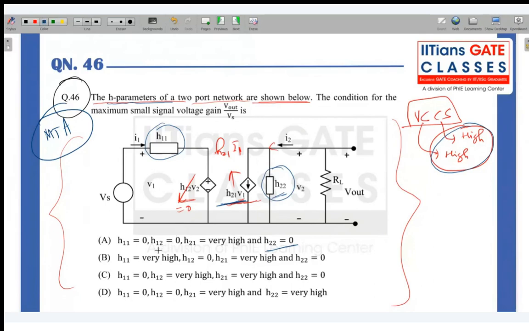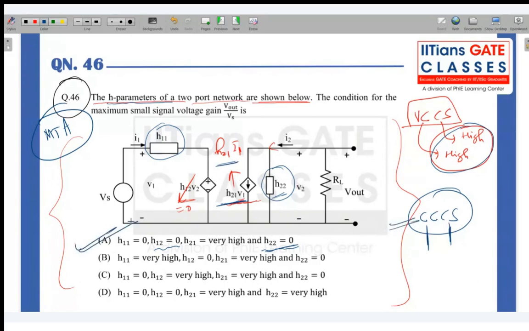S22, if it is a current, you see, it is a current controlled current source. Current controlled current source means what? If S21 I1 we consider, so this is low and this is high, right? So according to this, option A should be correct.